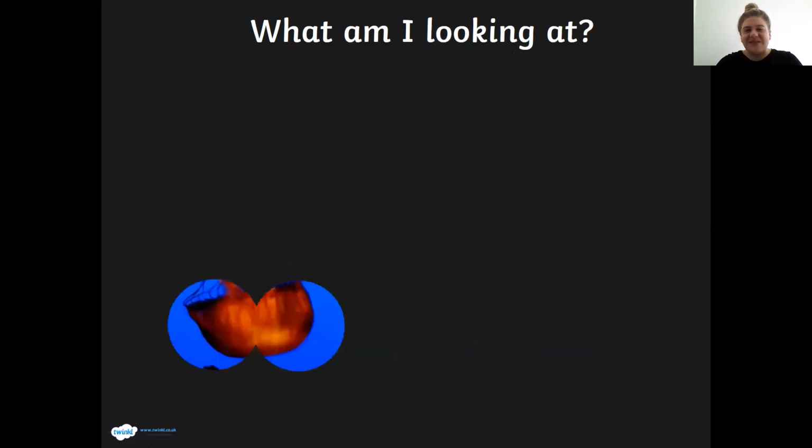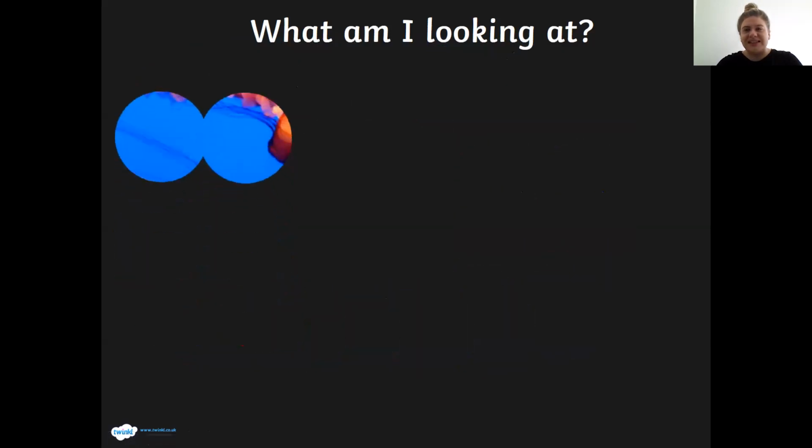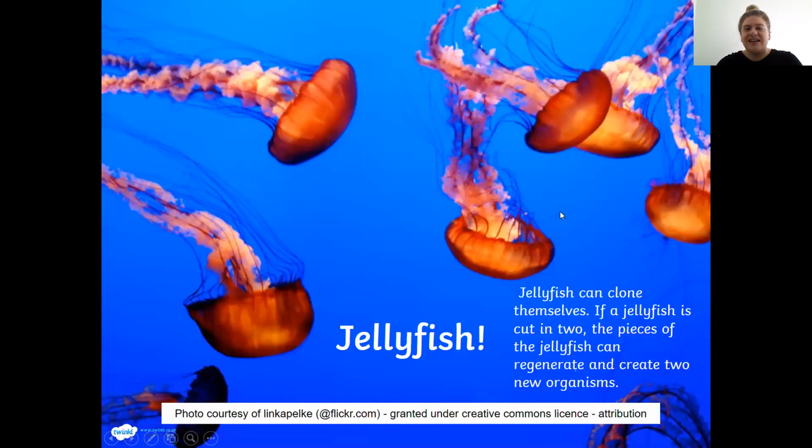Oh, you might get this one. Wonder what it is. Begins with a J. It's jellyfish. These are jellyfish. Okay, an interesting fact about a jellyfish, they actually don't have a brain. So jellyfish don't have a brain, and they eat small fish.